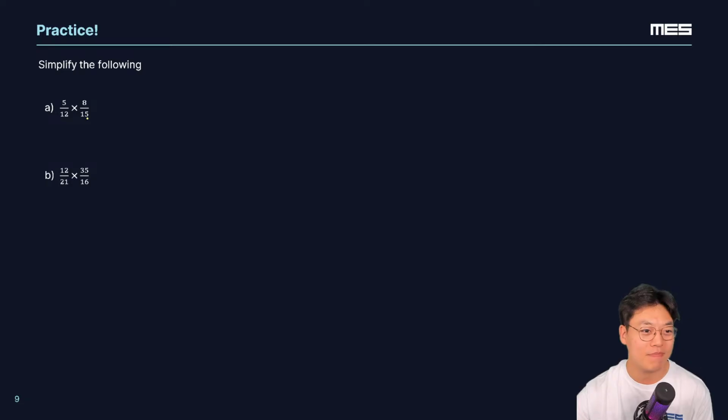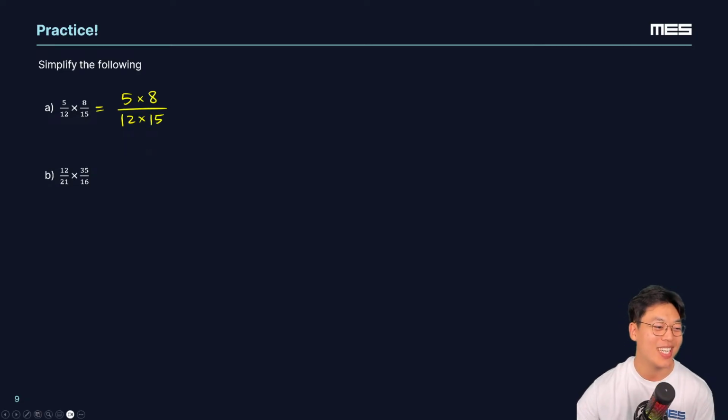Simplify the following. Let's rewrite this. 5 times 8 all over 12 times 15. This will equal, well, 5 and 12 have nothing in common. 8 and 15 have nothing in common. But I know from our previous slide, I can rewrite 5 times 8 as 8 times 5, all over 12 times 15. Now let's take a look.